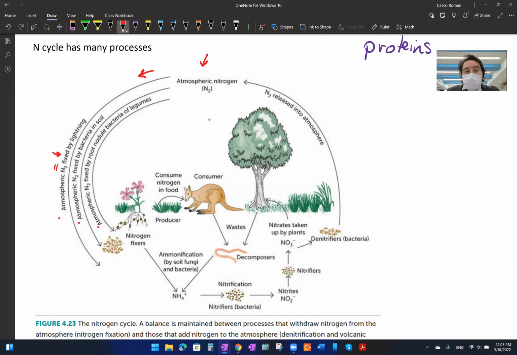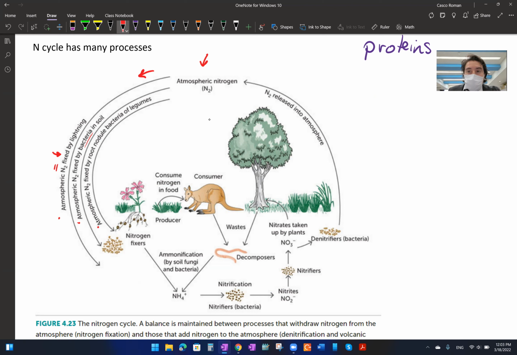Within the soil, there are certain organisms that can fix nitrogen gas, which is bacteria that live in the soil. And there's some even more specialized bacteria that actually live in little nodules of plants, and I'm going to show you more in detail in a little bit.